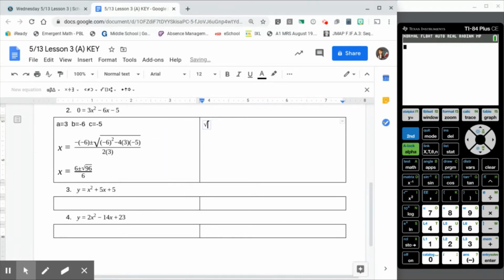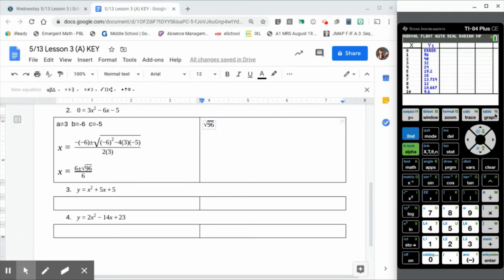We need to take the square root of 96 and simplify it. So again, I'm going to show you the calculator trick since we might not know our factors of 96. Go to second graph. Look at all those pretty numbers. So we got 1 and 96. Neither of those are perfect squares. 2 and 48, 3 and 32, 4 and 24.